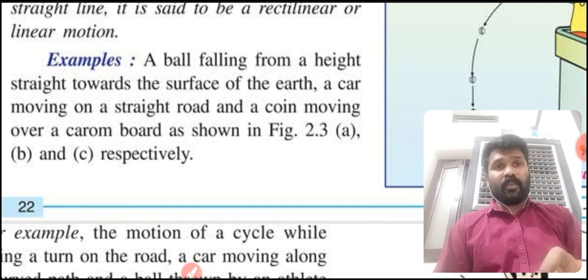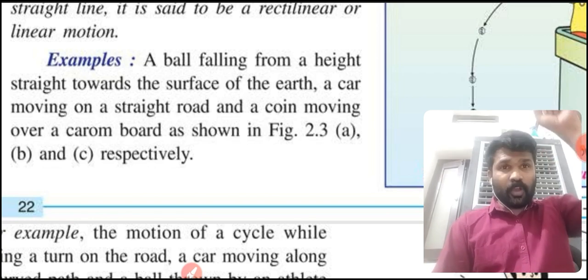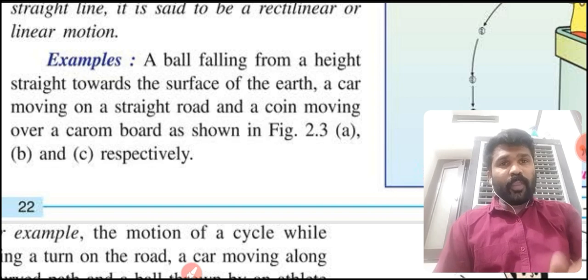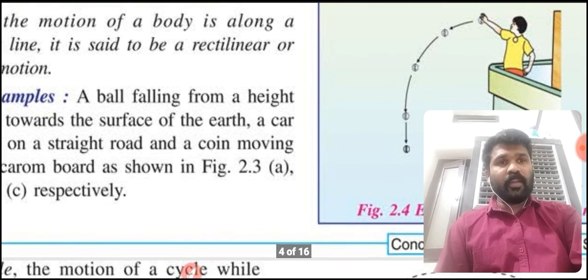Okay, it's a good example for the rectilinear motion. A ball falling from a height straight towards the surface of the earth, a car moving on a straight road, and a coin moving around a carom board. These are all examples of rectilinear motion or linear motion.